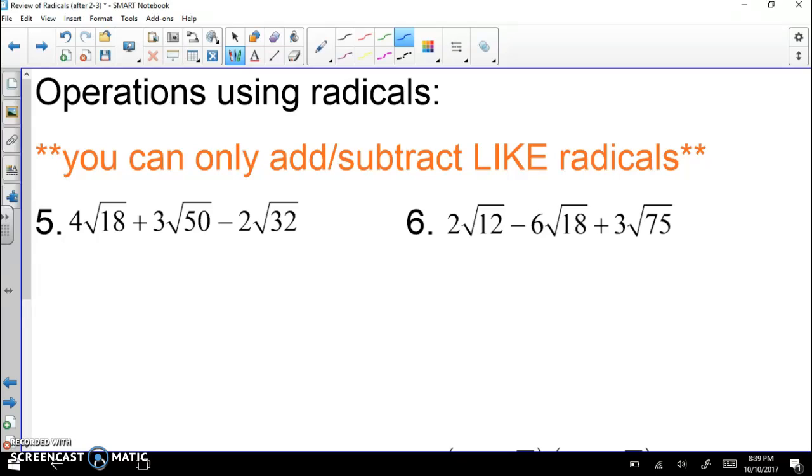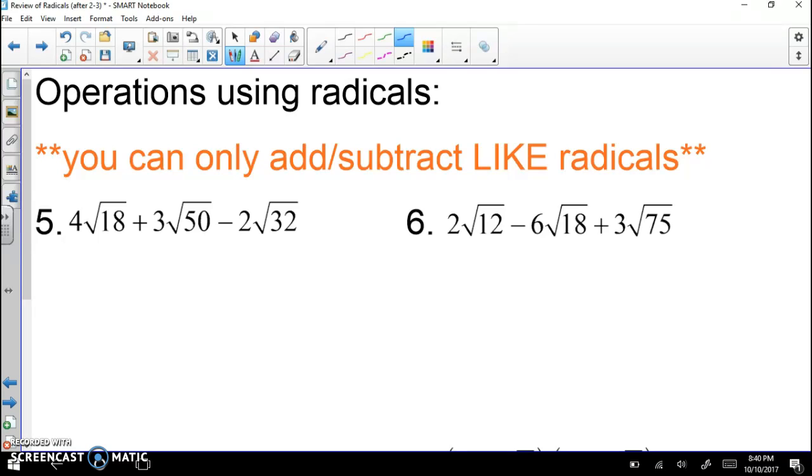So we have 4 square root of 18 plus 3 square root of 50 minus 2 square root of 32. Now, obviously, if you look at all three of our radicals, they're completely different. So we can't at this moment add or subtract them. What we can do with each of the radicals, though, is simplify it. Now, in the last video you should have watched if you needed a review, that's what we're going to be using right now. So you're either going to be using method 1, which is that cake method, or method 2, which is the perfect square.